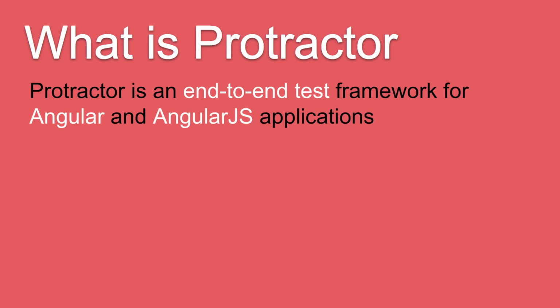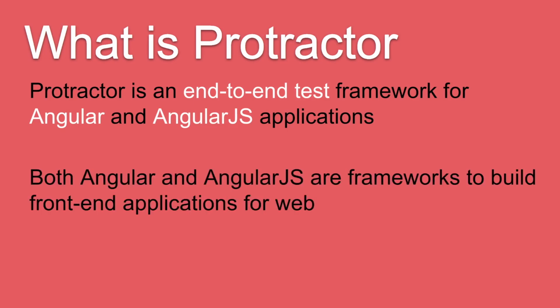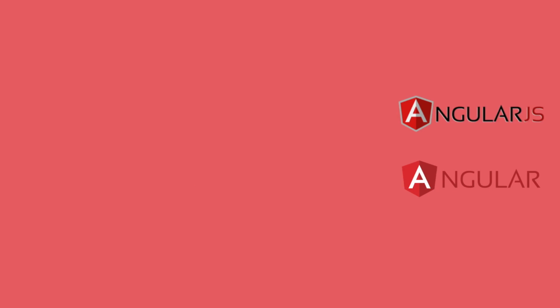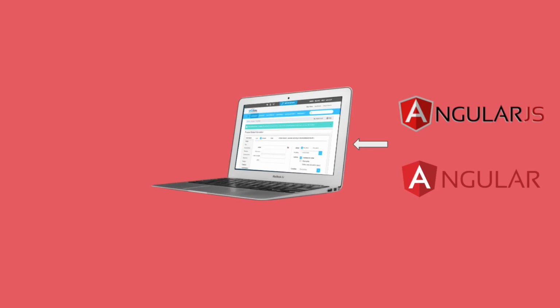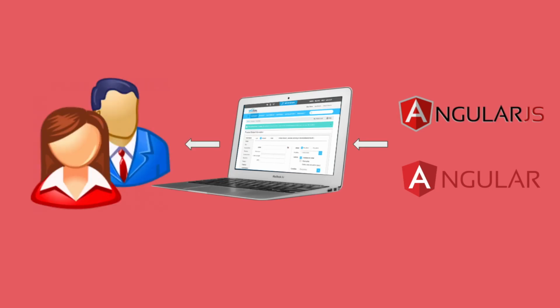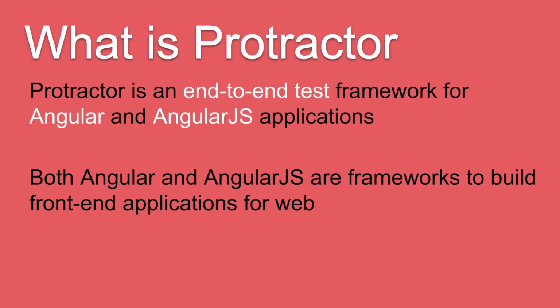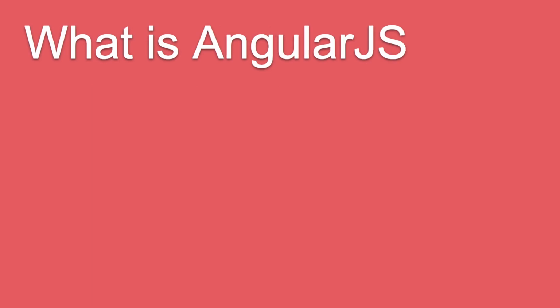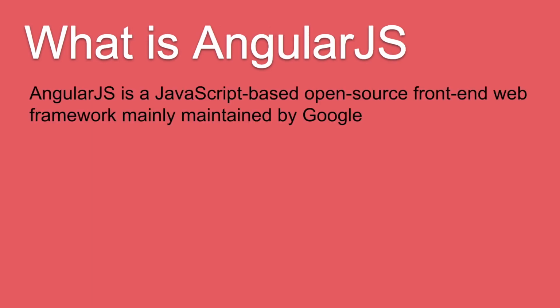Now it is for Angular and AngularJS applications. Both of these are frameworks that are used to build front-end web applications. If I show you in a very simple way, these are frameworks behind web applications which are user-facing applications. So both AngularJS and Angular are frameworks for creating these web applications. So now we know this. If I again go and talk about Angular and AngularJS, let us see what exactly is AngularJS.